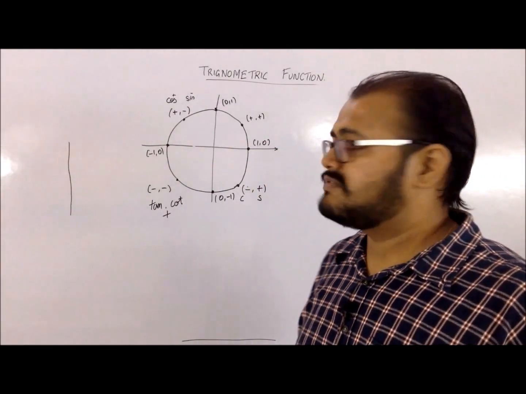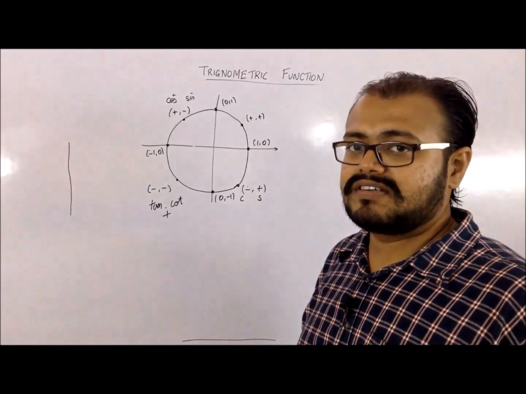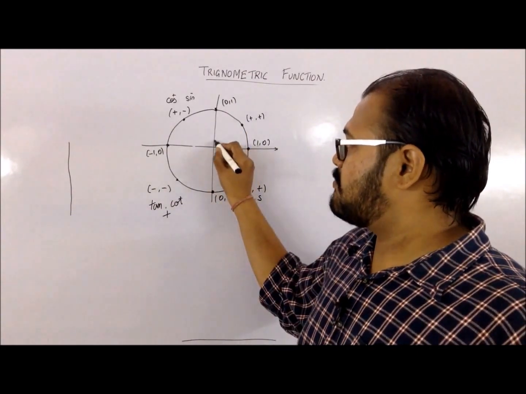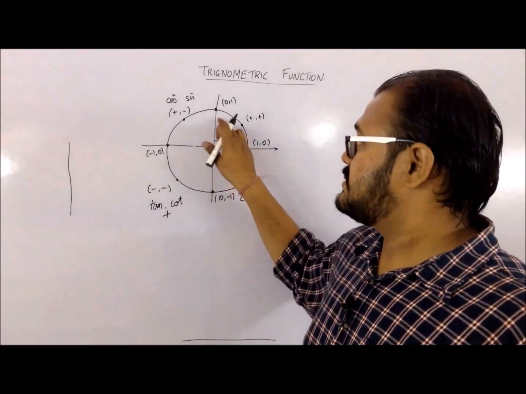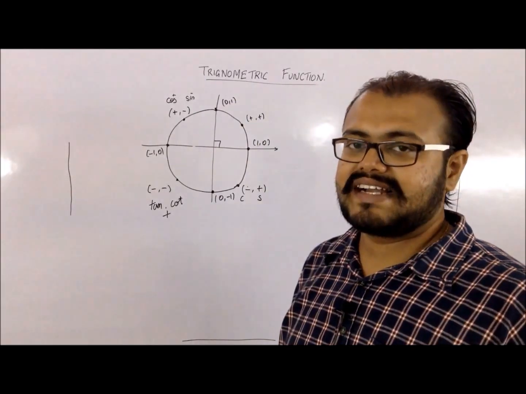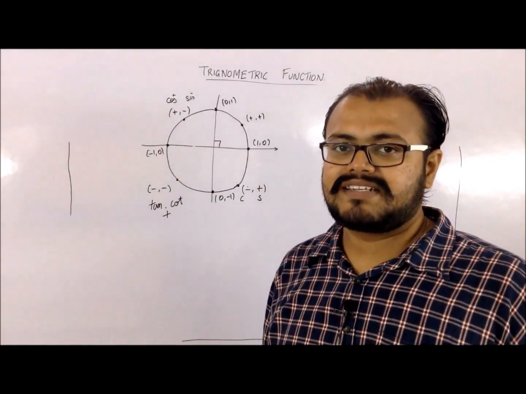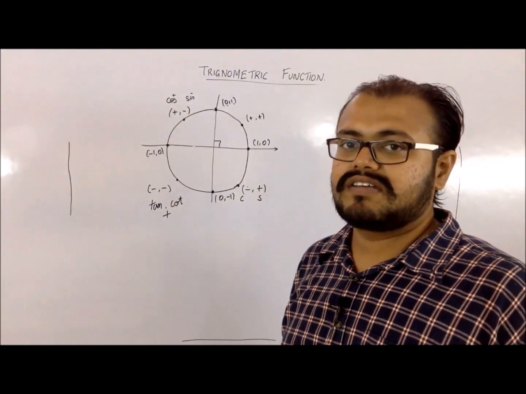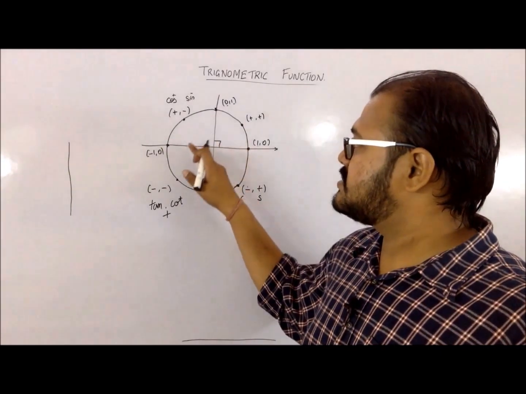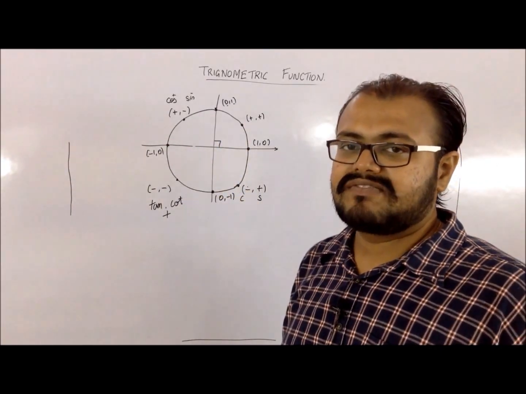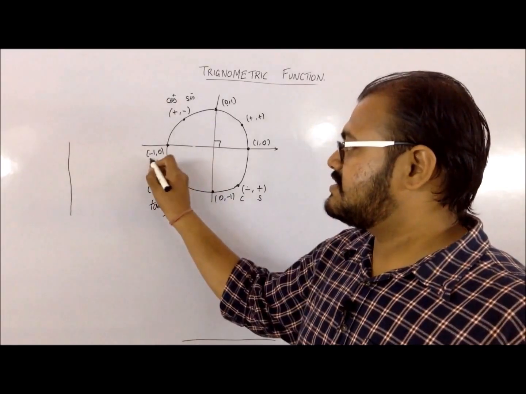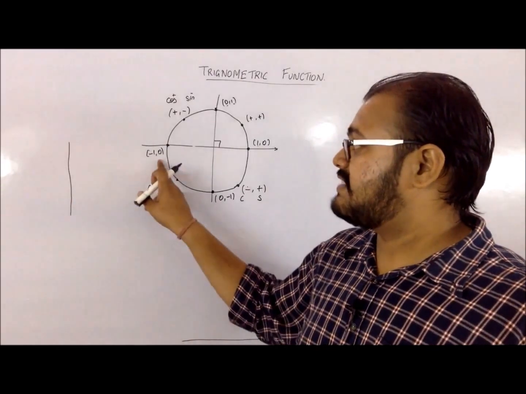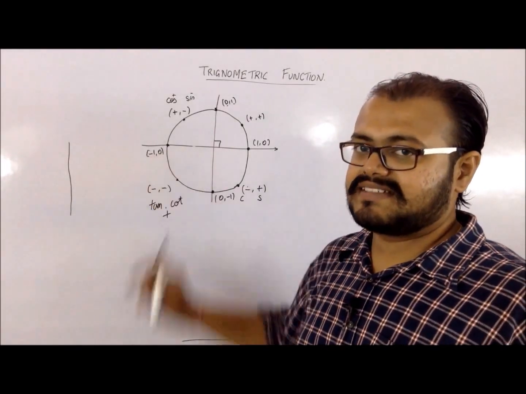My sine 0 will get me from this y coordinate, that is 0. If I go for 90 degrees or pi by 2, then the point is (0, 1). So that is why for cos pi by 2 I will have the value 0, and for sine pi by 2 I will have the value 1. If I go further into the negative x-axis, I will have the value (-1, 0). So that is why I am having my cos as negative and my sine as 0.